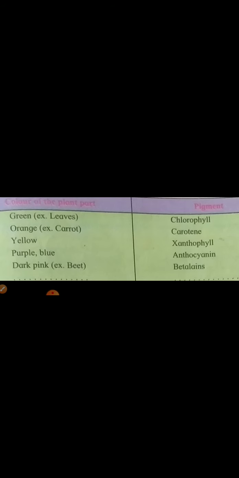So this is the best information for you. You can remember it, draw the diagram of chloroplast, write their functions, and write the chart also.